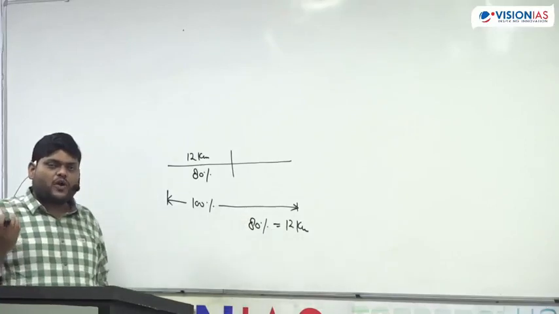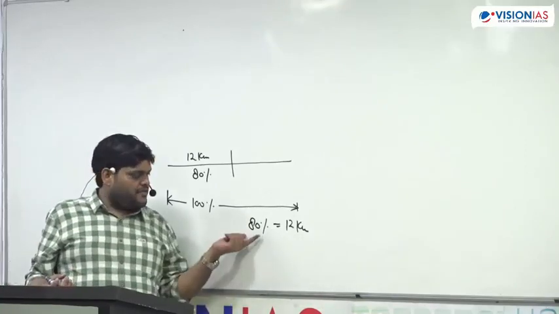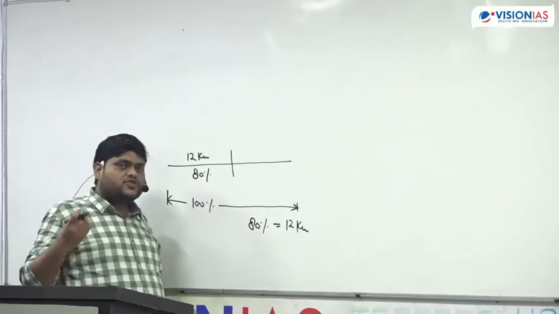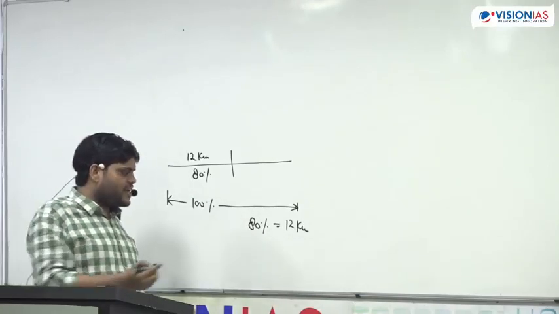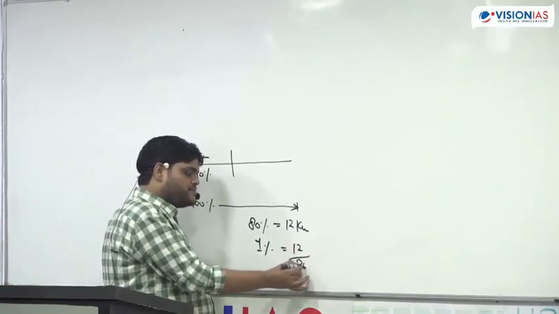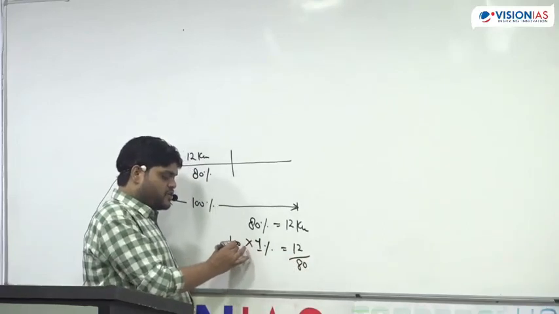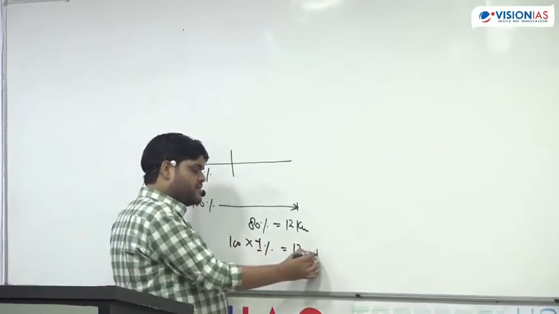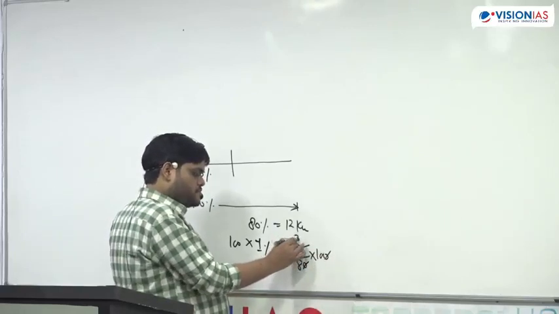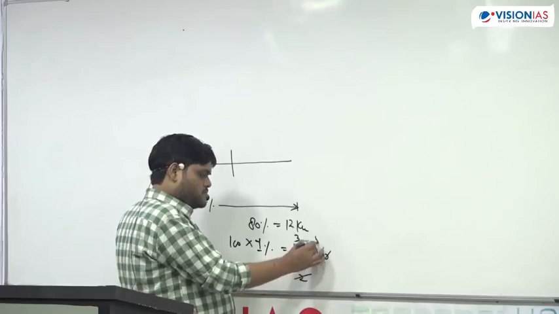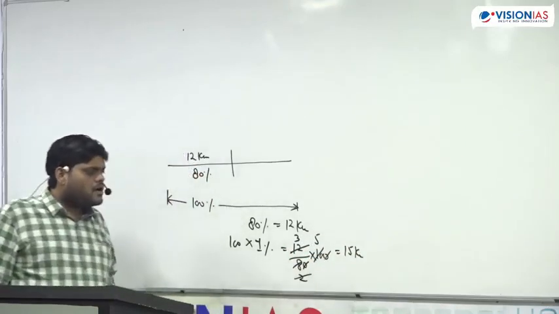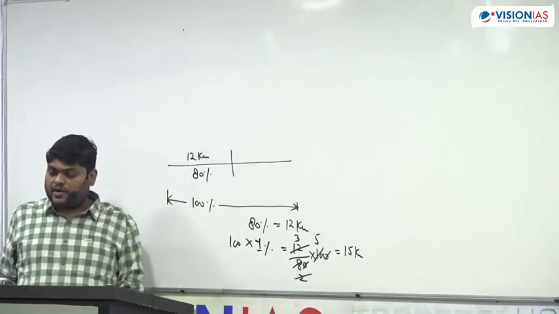If we find 20% more and add both, we will get 100%, or not? So how to find that 20%? Either you can do it this way: 1% is equal to 12 upon 80, and 100% is equal to, we have to multiply by 100, 15 kilometers. So this is a simple way to solve the problem.